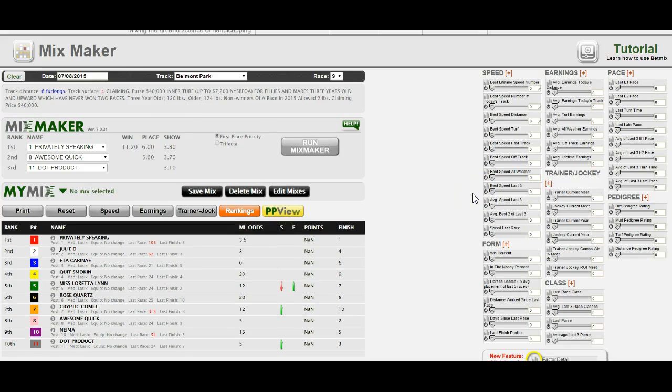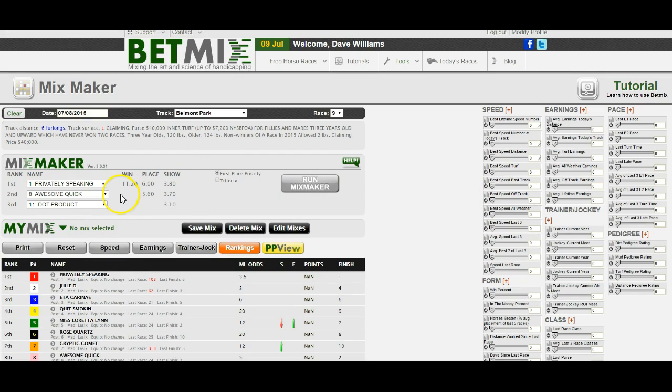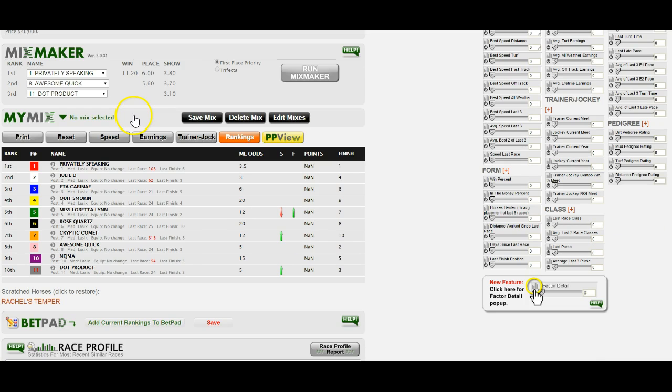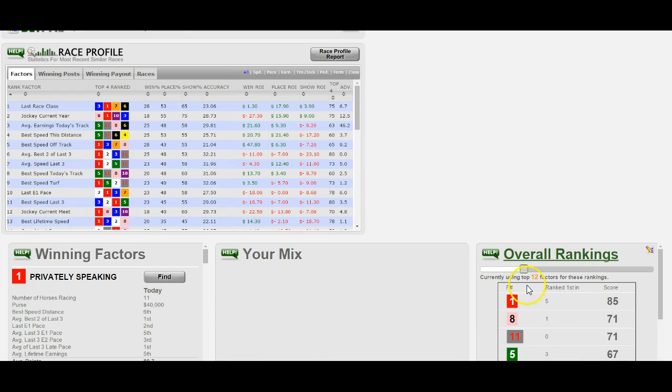And you could have made a very good argument that the 1 was going to win the race, and he did, paid $11.20. And again, this one had it 1-8-11. So that was a good day for the overall rankings. It's not going to always happen that way. You will find that in some races, the winner's ranked at the bottom. But in most cases, when you're using this overall rankings in a range between 7 to 15, you're going to find that the winner is going to be in the top 4.